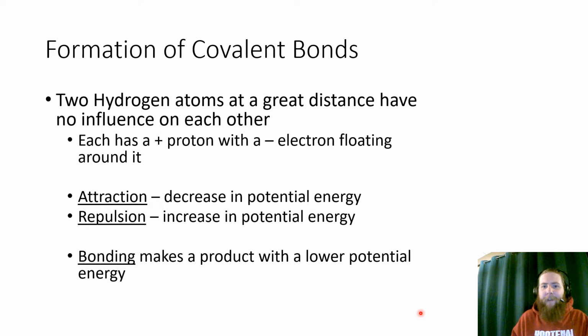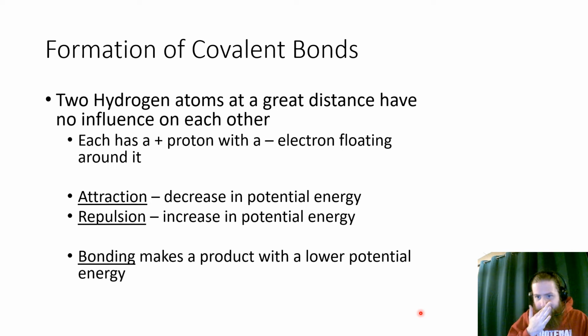Two hydrogen atoms at a great distance have no influence on each other. This is the same thing with magnets. If you have two magnets that are really far away from each other, they have no affinity towards each other. Each one of them has a proton, and each one of them has an electron if it's a neutrally charged hydrogen. Now, if they were to attract each other, it would decrease their potential energy.